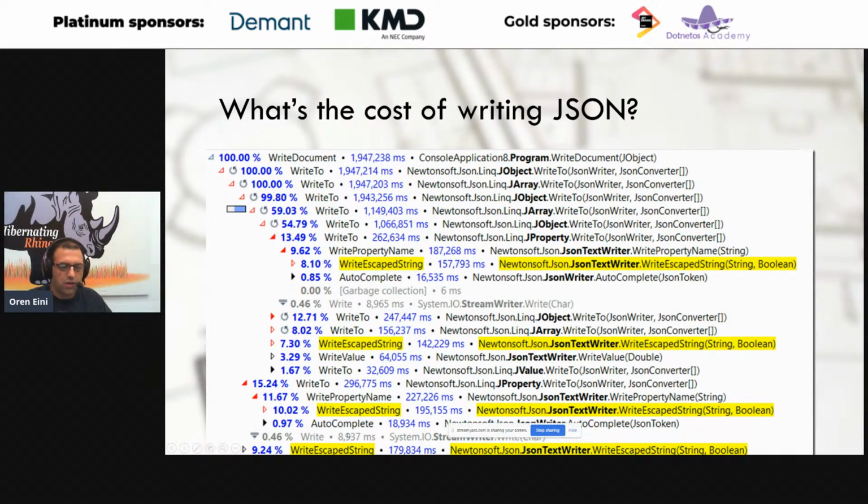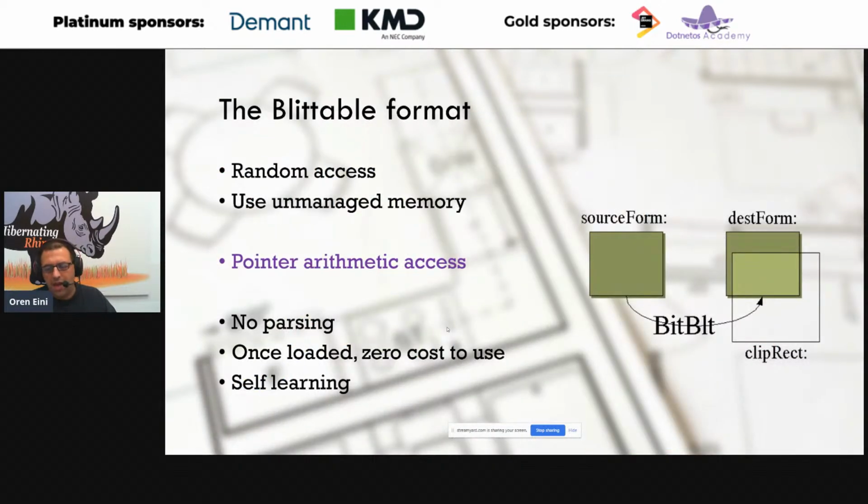Notice this function. Almost 40% of the cost of writing JSON is escaping strings. Absolutely insane. And remember that in most cases, I'm writing the document to the database once, but then I'm sending it from the database to our users many, many times. 40% of my time is going to be spent on that. I couldn't do that. So I had to do something else.